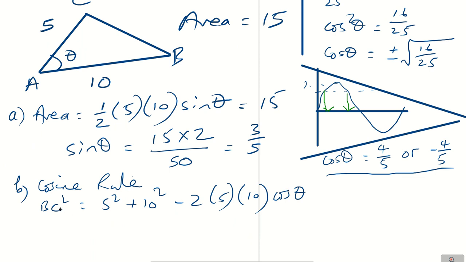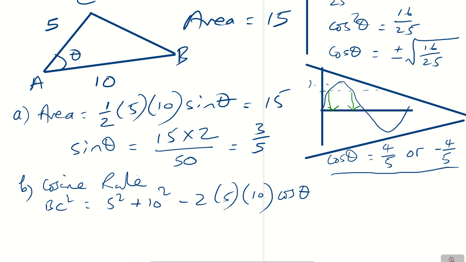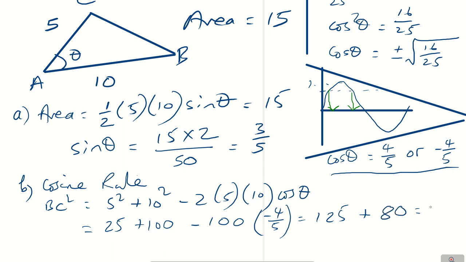We want BC to be the longest we can get it, the greatest we can get it, and that's going to happen if we choose minus 4/5 as the value of cos theta. So we're going to get 25 plus 100 minus 100, and if we use minus 4/5 it looks like that, which is 125 plus 400 over 5 is 80, which comes to 205.